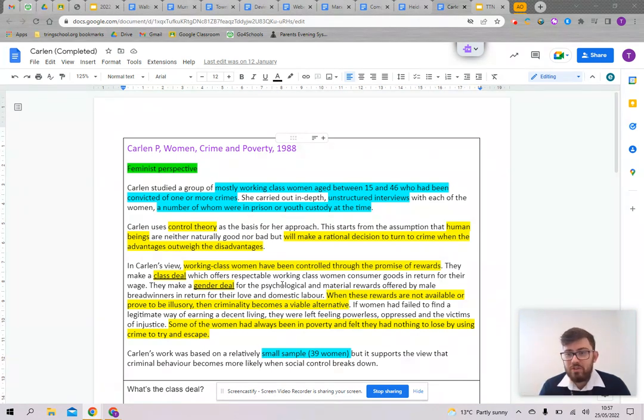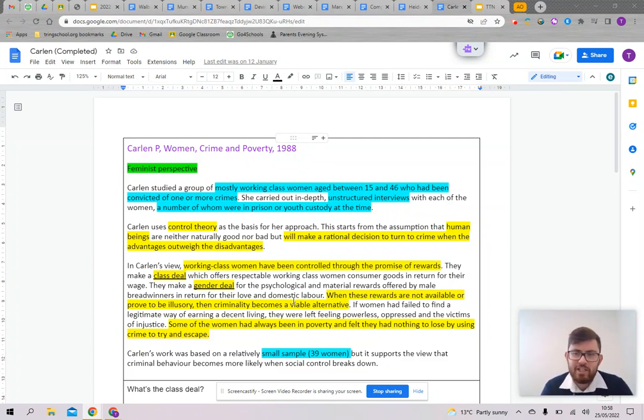but also material rewards. So the husband sort of buying them things and doing nice things for them. Now, Carlen basically found that when these rewards, so both the class and the gender deal, are not made available or prove to be sort of fiction, if they're not actually ever given to them, then criminality becomes a viable alternative. So if their job isn't paying them enough and they can't buy the material goods, or if their husband isn't sort of giving them those psychological and material rewards for all the work they do in the home, then women will turn to crime.